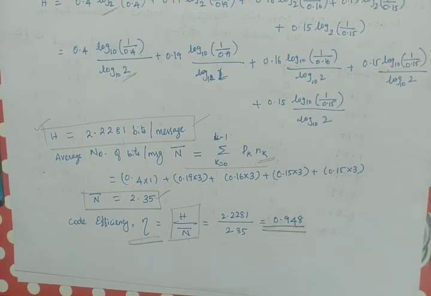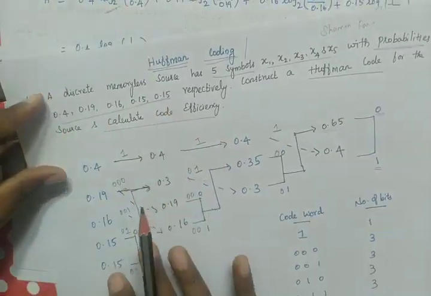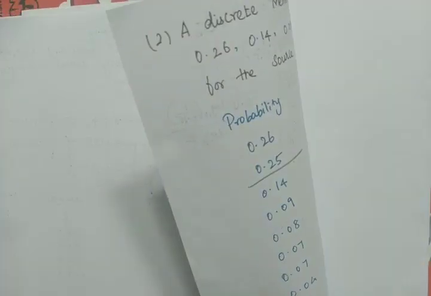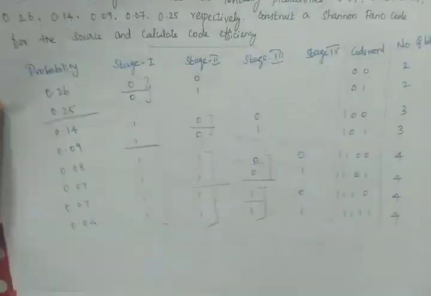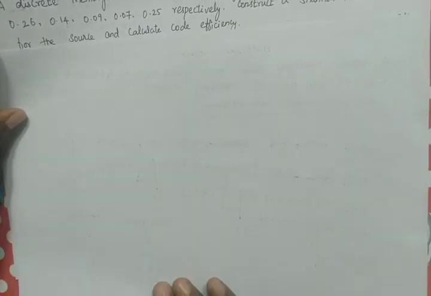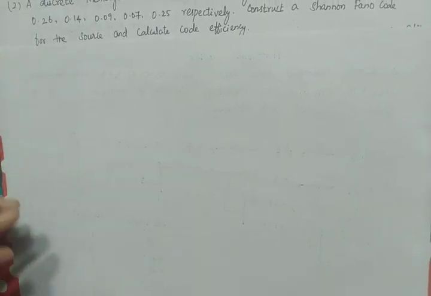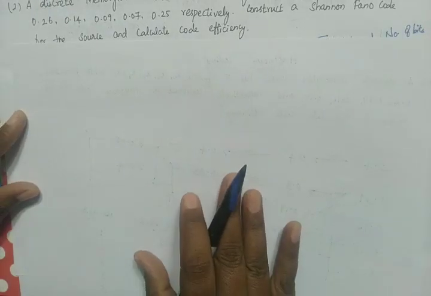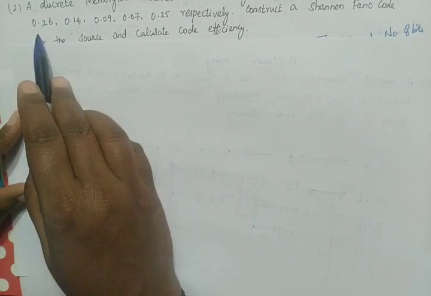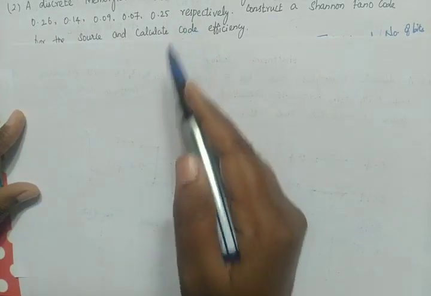So this is the answer for the problem, because we have used the same probability here. Now let us take the second problem, which we have solved in the Shannon-Fano coding. Let us take the same probabilities. So what are the probabilities here? The first step is again to write the probabilities in descending order.